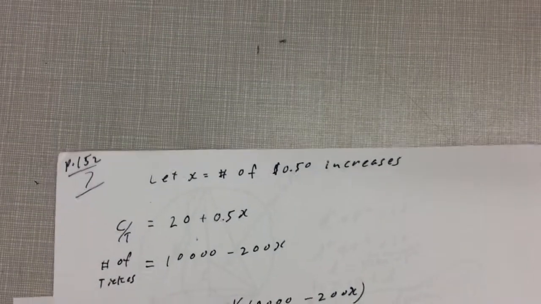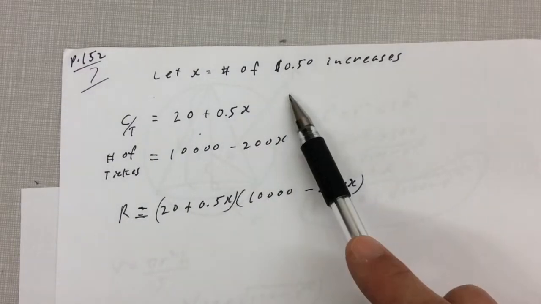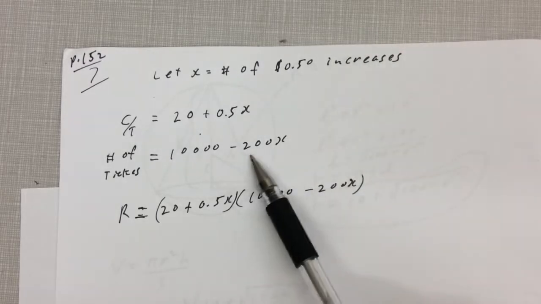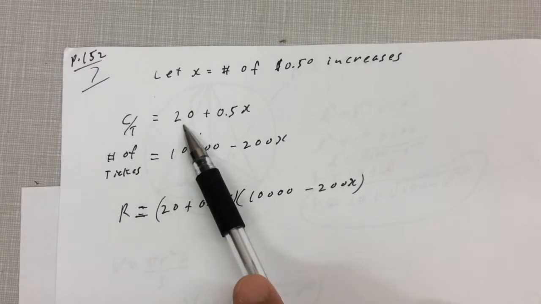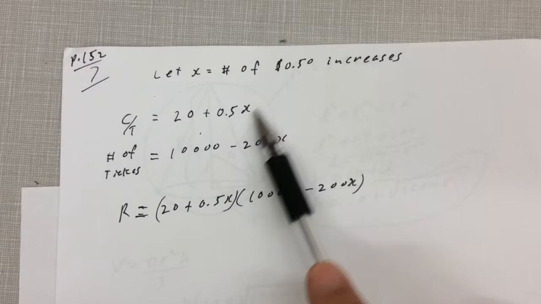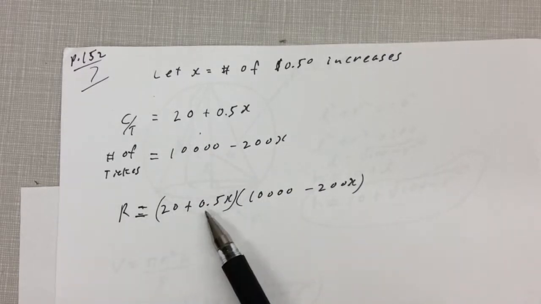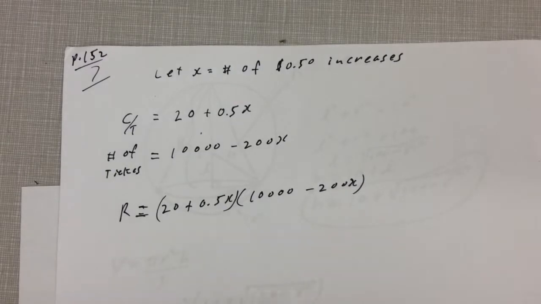Similar for question 7. So this is about a question that has 50-cent increases for tickets. Okay, so for every 50-cent increase, they lose 200 tickets. And the cost per ticket is going to be $20 plus 0.5x, so 50 cents for every increase. So the revenue is going to be that times the number of tickets. Okay, and that's the function that you'd need to maximize.